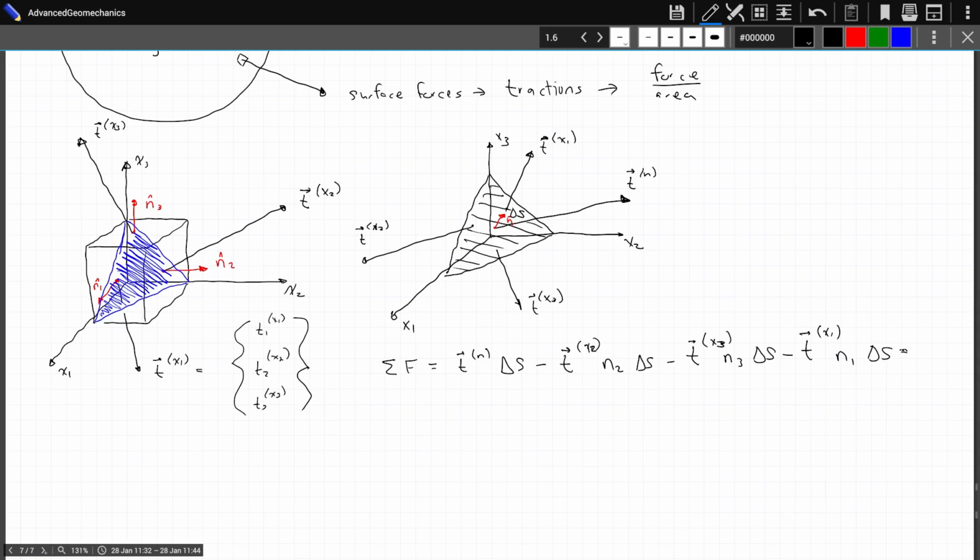And that's equal to the density times 1/3 the height, where the height is the distance from this face down to the origin. Like that's the height, times delta S. All right. So this is the formula for the volume of a tetrahedron, right? If you know the area of this surface and you know the height, then you know the volume.